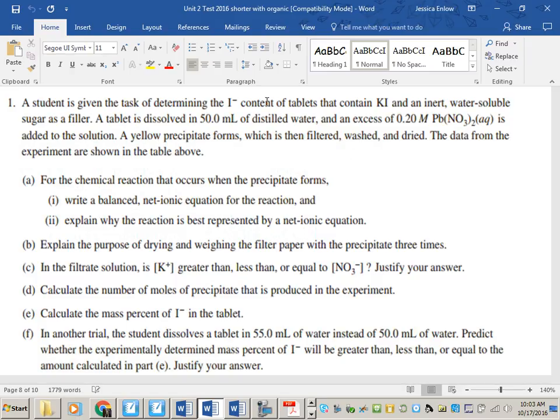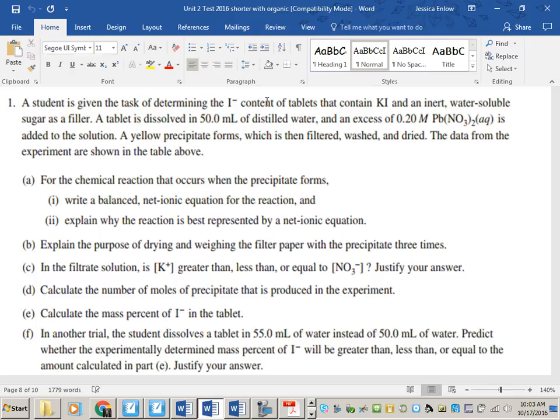Which is greater in solution, K plus or nitrate? A lot of you said it was equal because it was 1-to-1 here, but that's not what causes the solution to change its concentration. It's the reactants that you add, right? So if you add excess lead(II) nitrate, what are you going to have more of in the end?